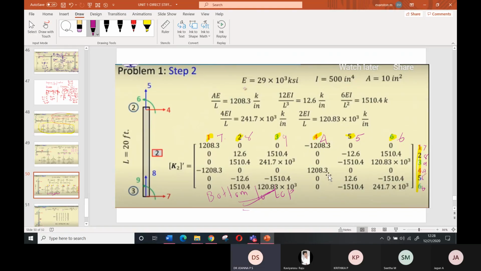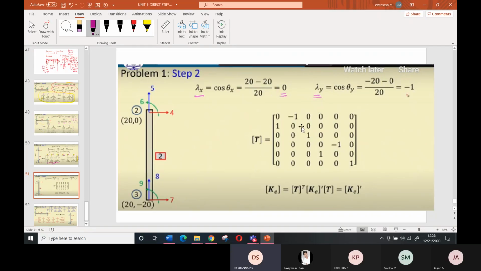I think the time is over. We will do the rotation matrix, the transformation matrix, in the next class. This is the transformation matrix. You need not copy. Again, we have a class. We will do it in the next class. Okay, we have a 1:30 class also. We'll do it there. Okay, ma'am. Because time is over.